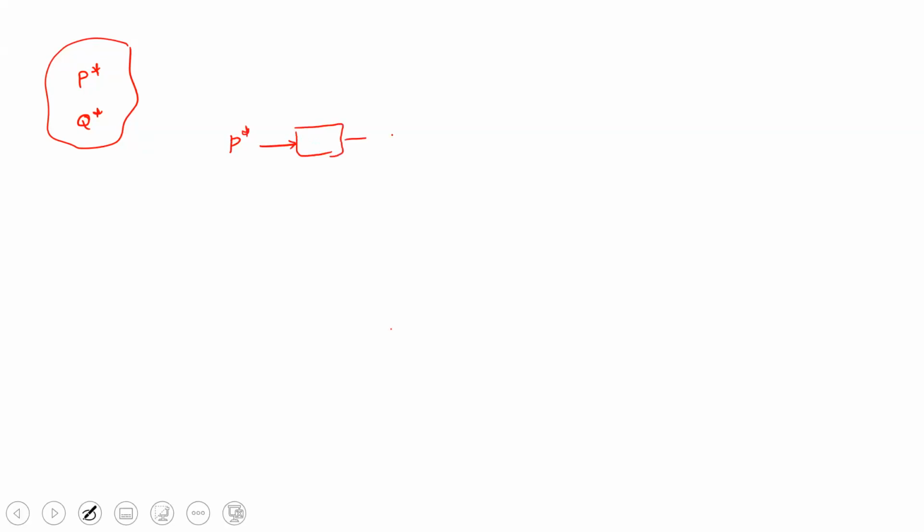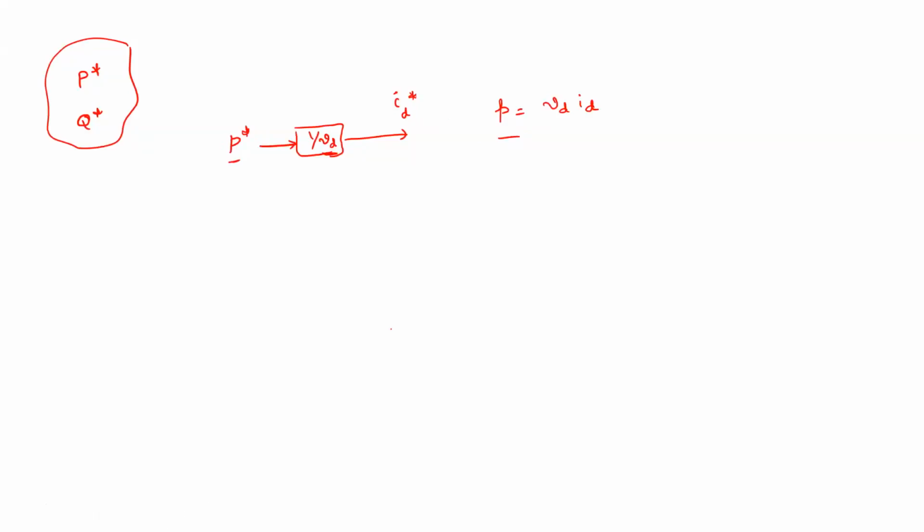divide this one, so that gives you this ID star. So what is the formula for P? P equals VD into ID, right? So P star equal to, it will be 1 by VD times P star. Agree? So that gives you the D axis reference current.